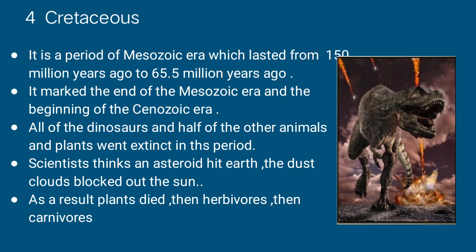Cretaceous. It is a period of Mesozoic era which lasted from 150 million years ago to 65.5 million years ago. It marked the end of Mesozoic era and the beginning of Cenozoic era. All the dinosaurs and half of the other animals and plants went extinct in this period. Scientists think an asteroid hit Earth, and the dust clouds blocked out the sun. As a result, plants died, then herbivores, then carnivores.